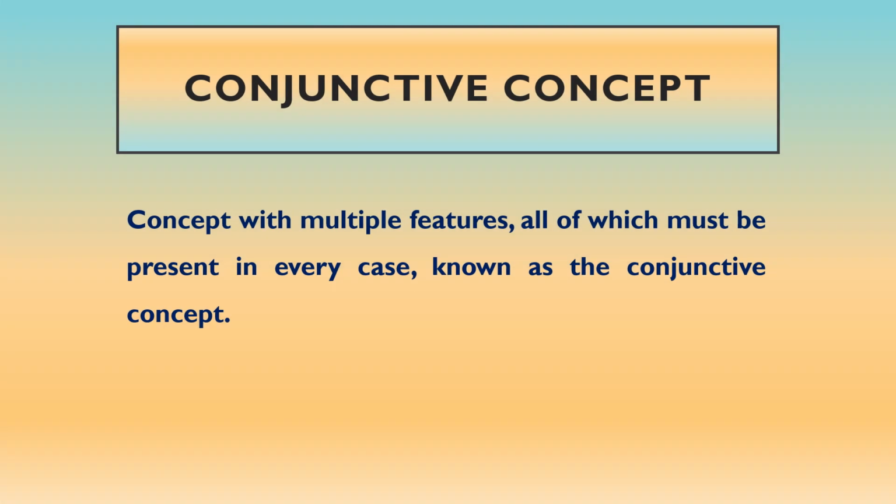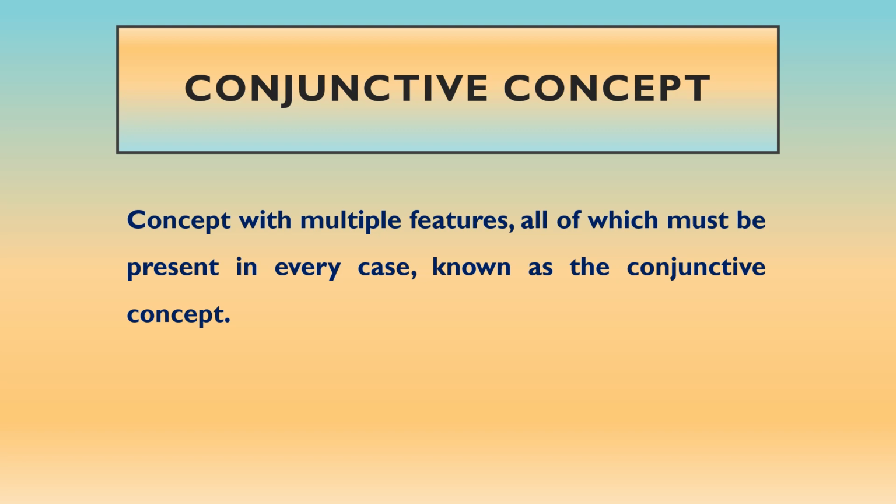Conjunctive concept. The concept with multiple features, and all of the features must be present in every case, then it is known as conjunctive concept. A concept that is defined by a set of attributes and every attribute must be present for the concept to apply.